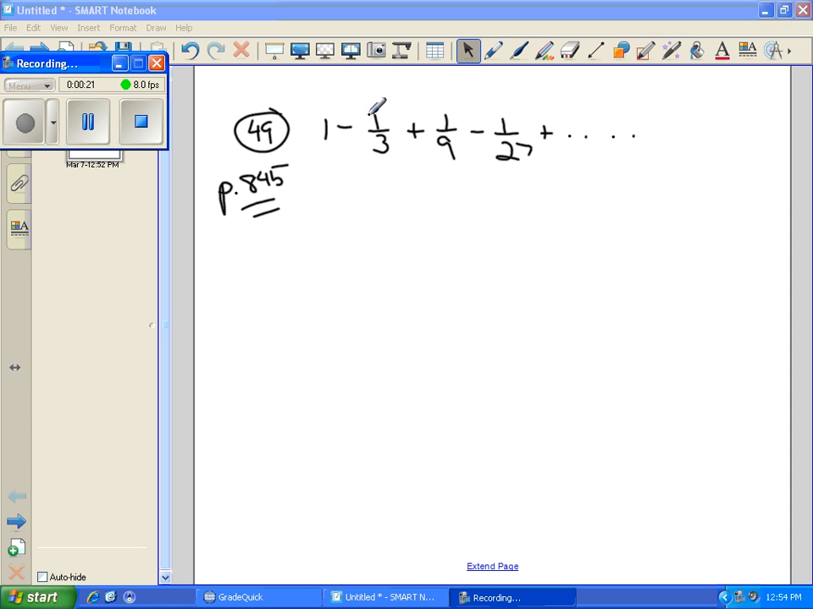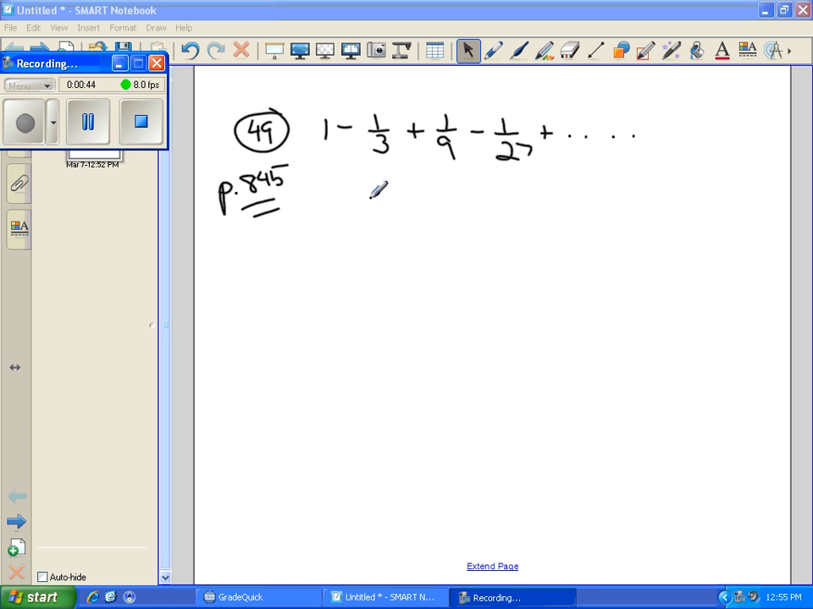When you look at this, we have alternating signs. We got a first term of 1, we got alternating signs, and it looks like we have multiples of 1/3, because 1/3 to the first power is 1/3, 1/3 to the second power is 1/9, 1/3 to the third power is 1/27.